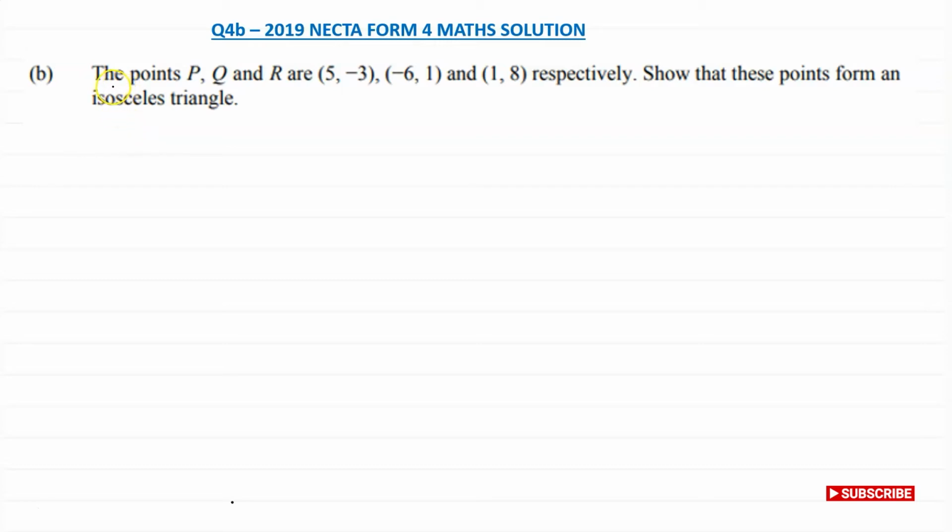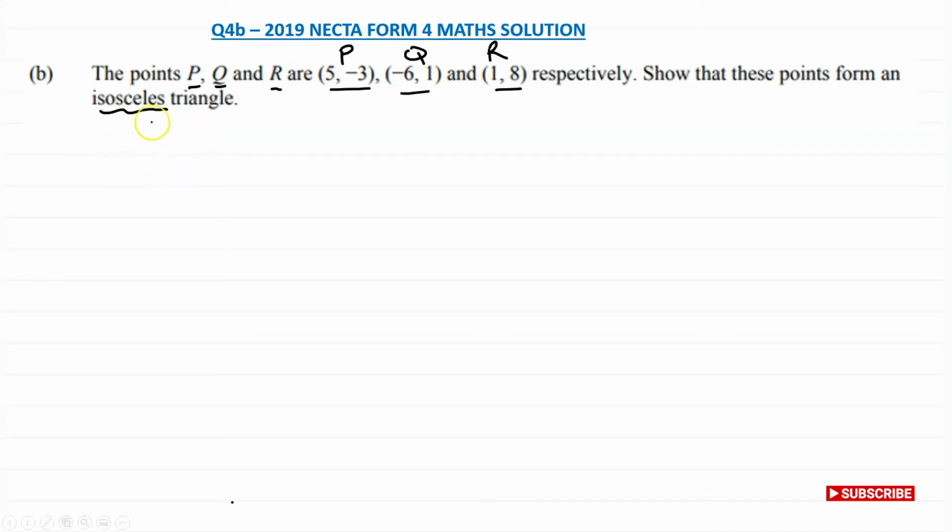We're told the points P, Q, and R are (5, -3), (-6, 1), and (1, 8), respectively. So we have 3 coordinates here. That means this is P, this one is Q, and this one is R. Show that these points form an isosceles triangle. So an isosceles triangle has 2 equal sides. So we need to show that they form a triangle and that it is an isosceles triangle.